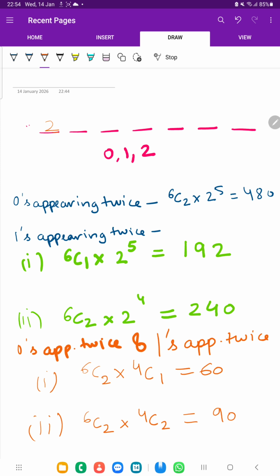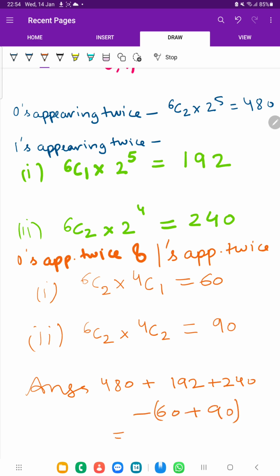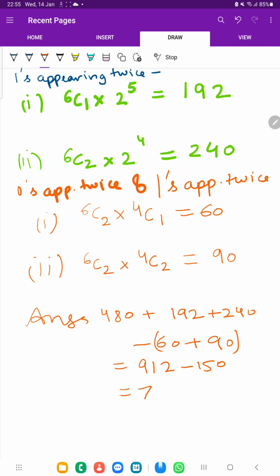So we now need to calculate the final answer. The answer will be given by 480 plus 192 plus 240 minus 60 and minus 90. So this comes out to be 912 minus 150, 762, which is the correct answer.